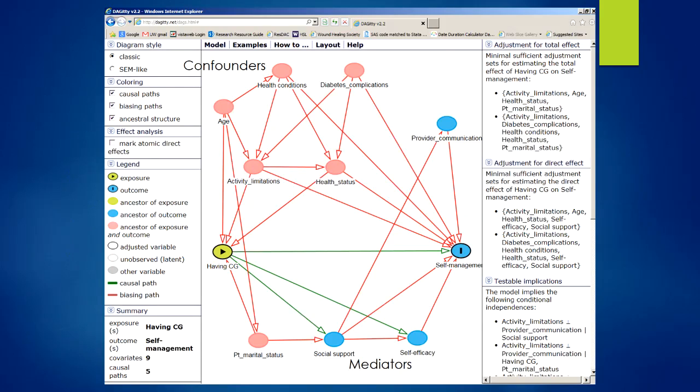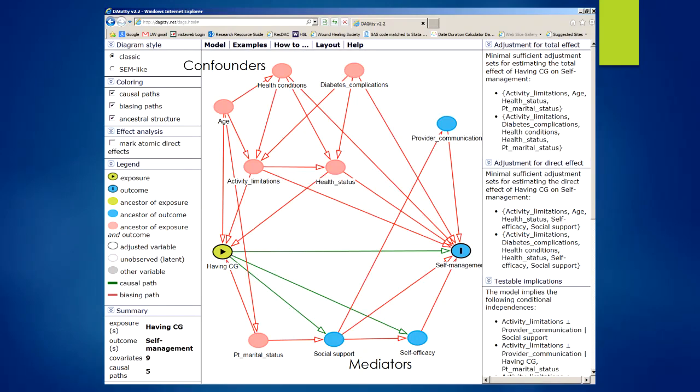So taking the last one as an example, if someone has an activity limitation, they may be more likely to have a caregiver for that reason, and it also might make it more difficult for them to engage in self-management behaviors. So if we don't measure and account for activity limitations in people in our study, we might come up with false results for the association between having a caregiver and self-management.